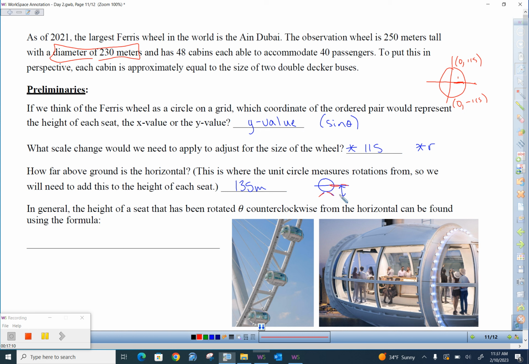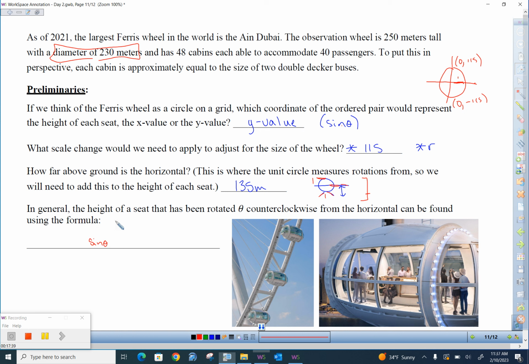So that was 135 meters. You could have done that by taking your 250 and subtracting off your radius. Or if the whole height is 250 and the diameter is 230, then this little piece here is 20, and add the 115 to that. Okay, so putting this all together, the y value tells us that this is the sine function.